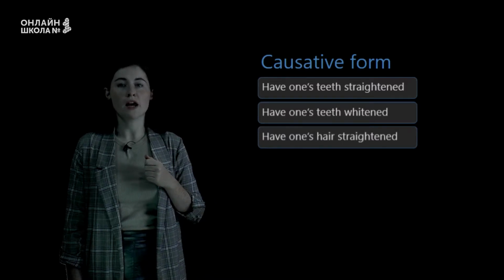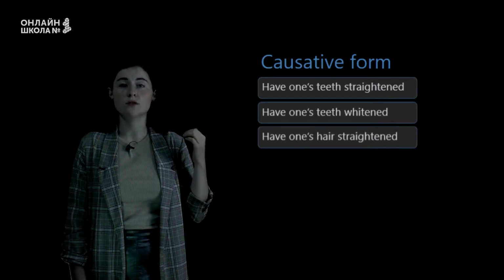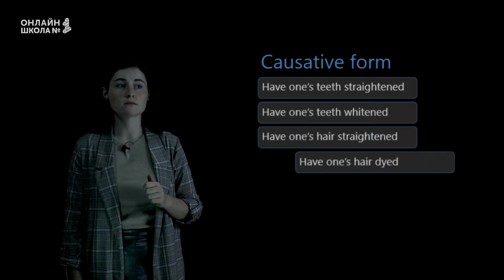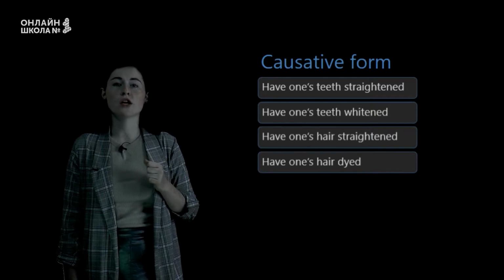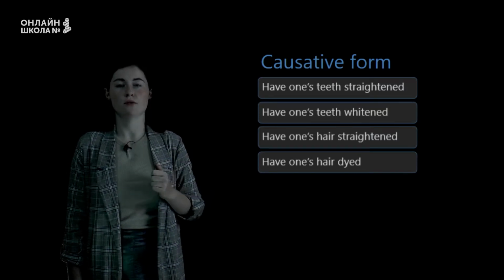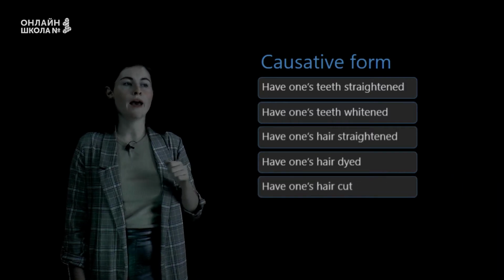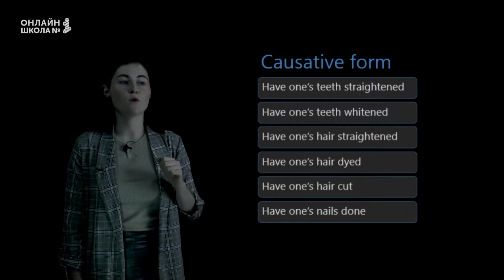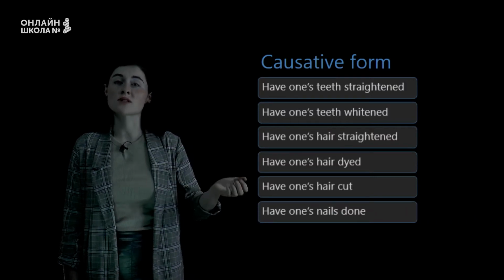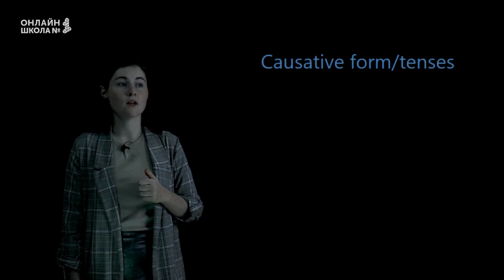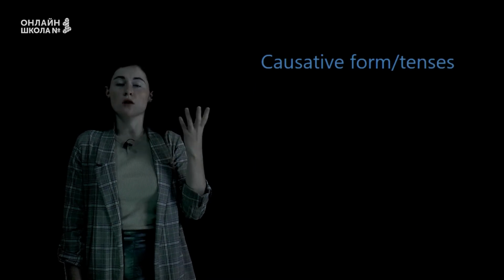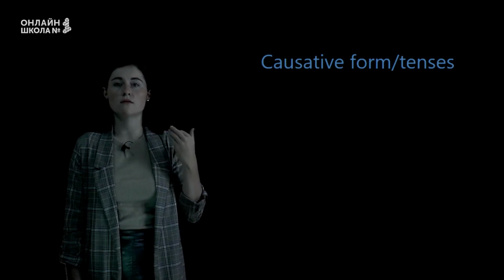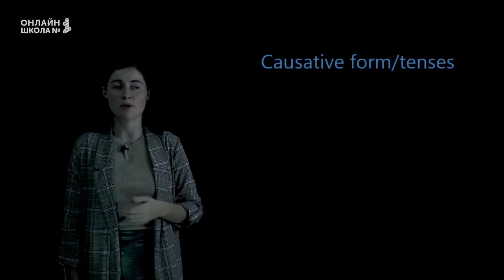Have one's hair straightened. Выпрямить волосы, но опять же в том случае, если мы не сами их выпрямляем, а это делает парикмахер. Have one's hair dyed. Покрасить волосы. Have one's hair cut. Подстричь волосы. Have one's nails done. Сходить на маникюр. Собственно, causative form. Эти предложения могут изменяться по временам и в зависимости от той ситуации, которую мы хотим описать.